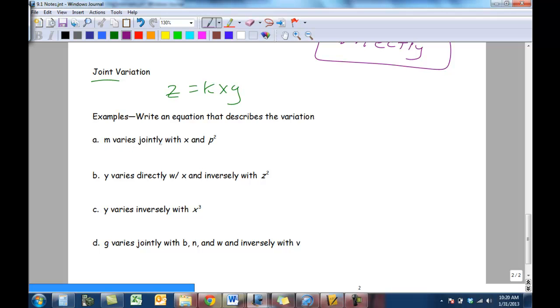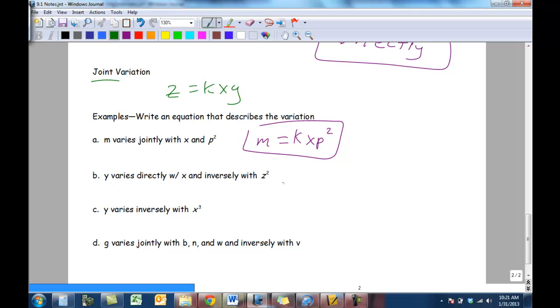M varies jointly with x and p squared. Now, whatever's listed first, that's going to be the one that's by itself, like z here. M varies jointly with x and p squared. So jointly is just like multiplying, right? X times p squared. But we're forgetting something here. What we're forgetting is k. K is always going to be riding along here, right? So when it says m varies jointly with x and p squared, we're multiplying x and p squared, but don't forget k. All right?